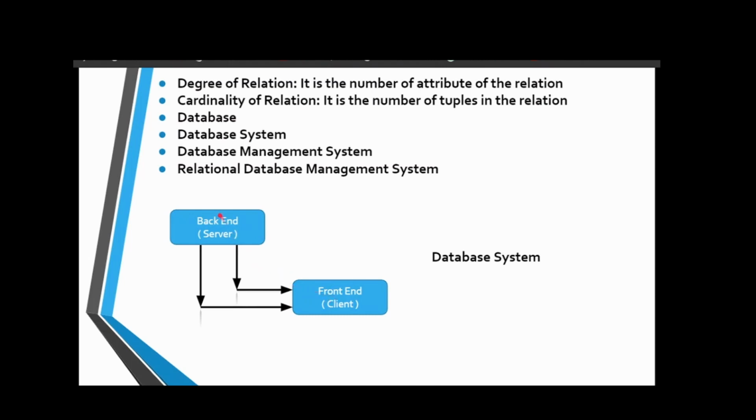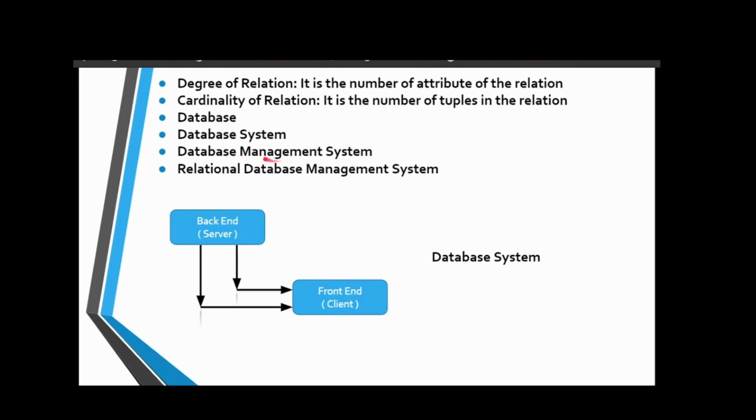First is front end and second is back end. Back end is also known as server, where your database is actually stored and you are accessing that database using front end. Why front end is required? Because this database can be accessed by many users. So for having multiple interfaces, you need to have front end. So two components are there, front end and back end. That means we are managing database, we are accessing database using front end. So that's why it is called database system.